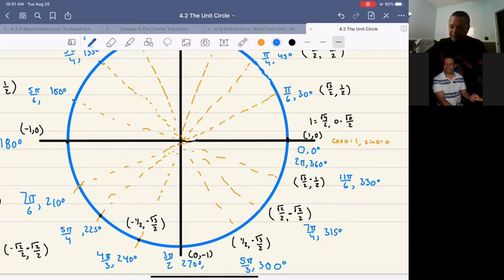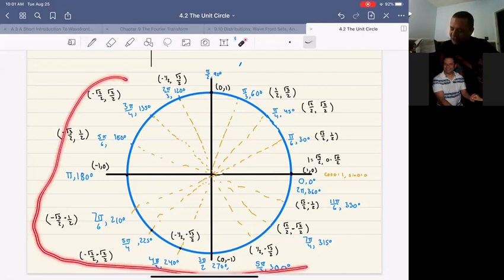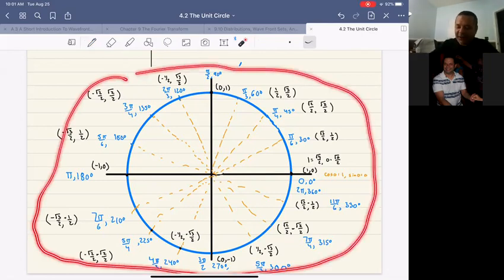All right, so this is what traditionally a lot of people consider as the unit circle. Really the unit circle is just a circle of radius 1 centered at the origin. But when people talk about the unit circle in pre-calculus, this is what they're talking about. And traditionally this is something that's memorized.